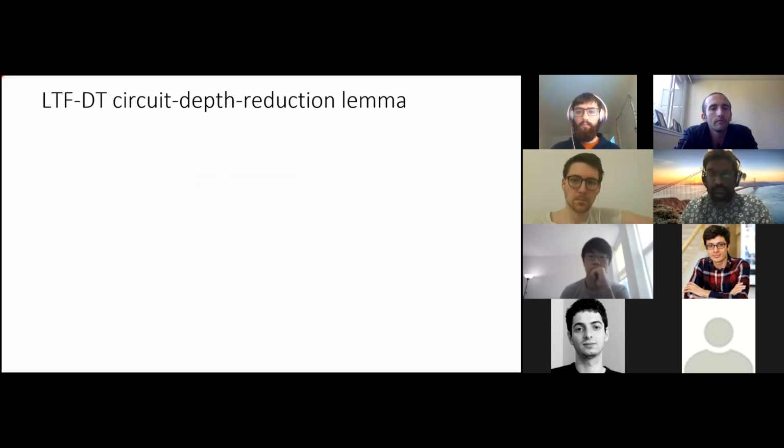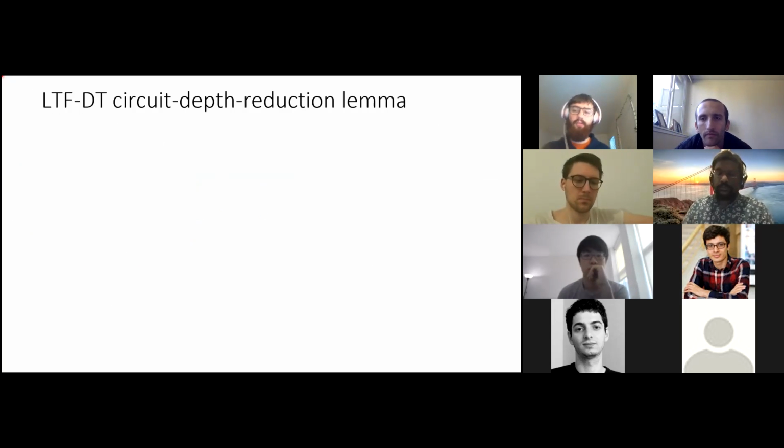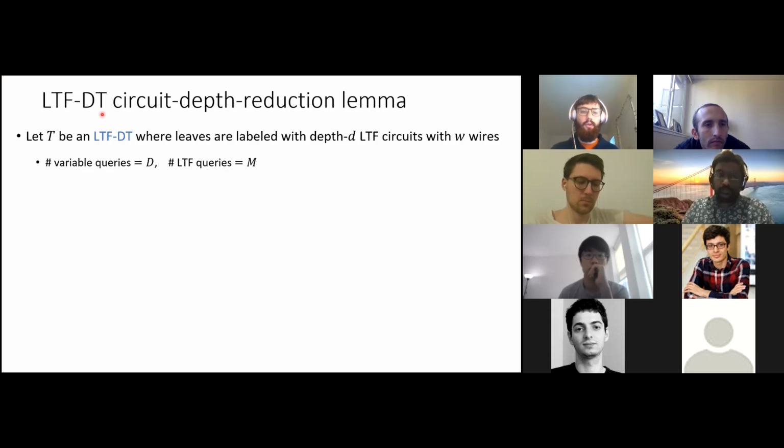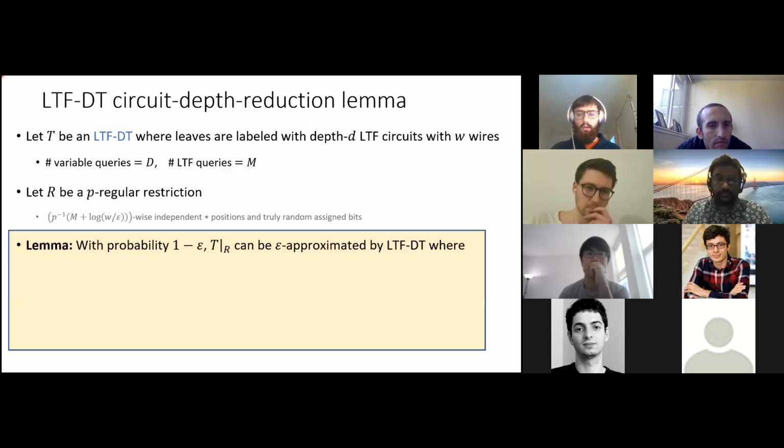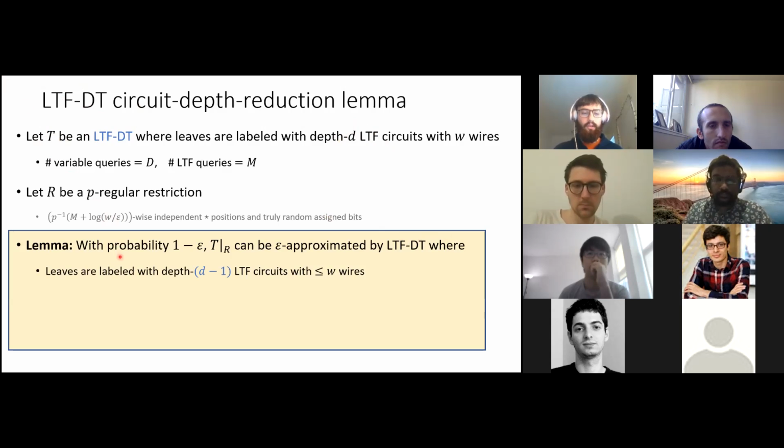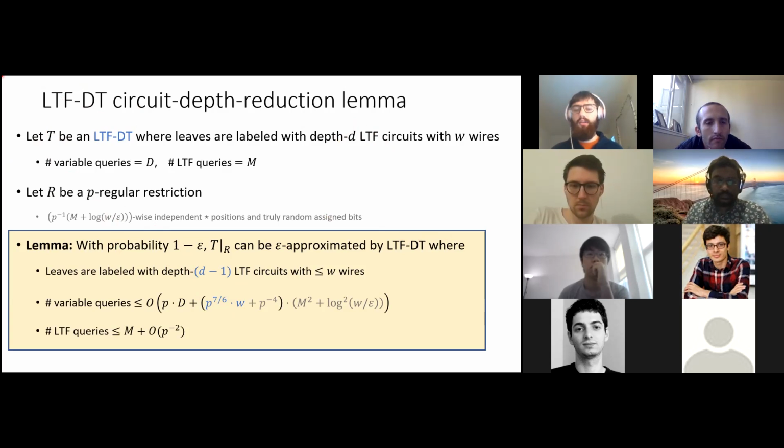So that's what this next lemma says. This is like a circuit depth reduction lemma for these LTF decision trees. It says we start with an LTF decision tree T, where the circuits at the leaves have depth D. And then we hit it with a certain type of pseudorandom p-regular restriction. Then with high probability, we get another LTF decision tree where this time the leaves are labeled with depth D-1 circuits. And again, we pay this penalty, which is that we have to do these variable queries and also a few LTF queries.